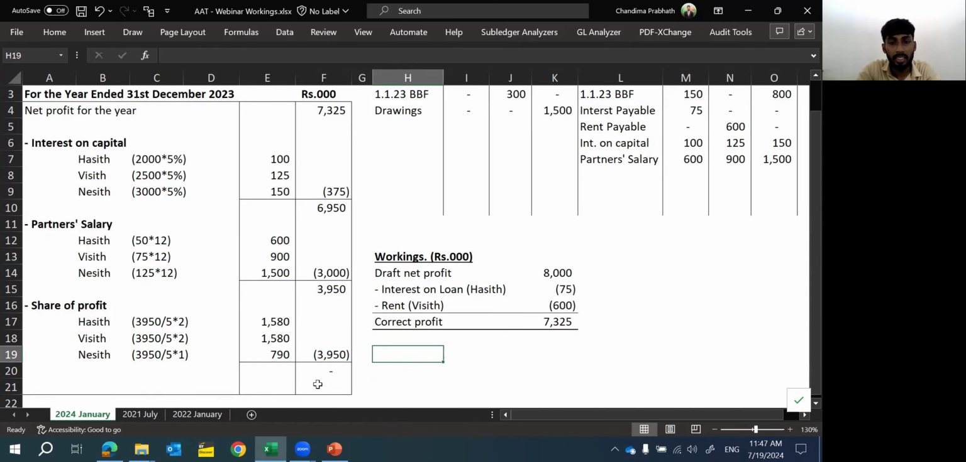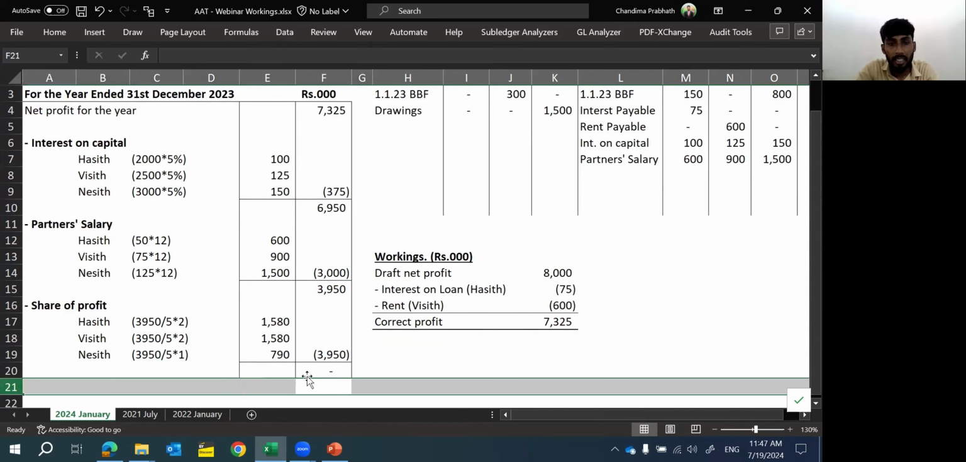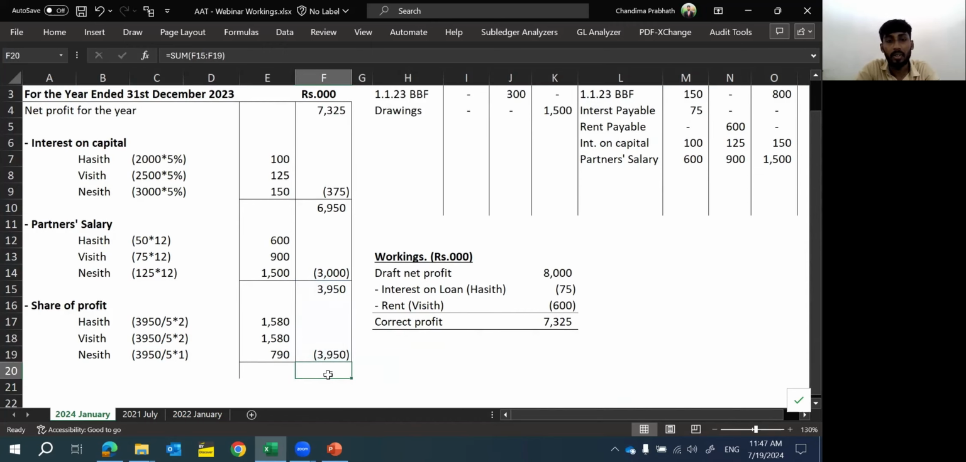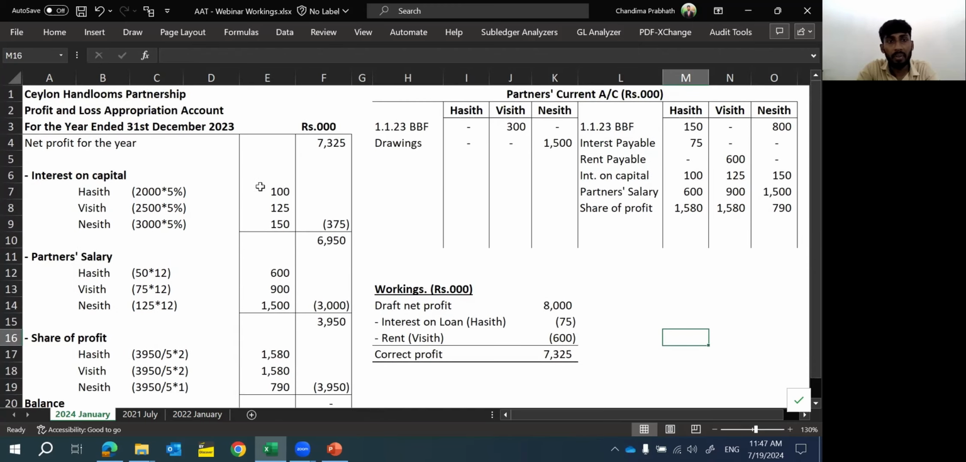So my dear students, here the balance is 0. As I told you, if you can remember, once we are done with the profit appropriation, the balance will be 0. Okay. Now we need to give this share of profit. So how to give the share of profit? I need to credit 1580, 1580, 1580, 790. Okay, done. So we are done with the profit loss appropriation account and then the partner's current account also.